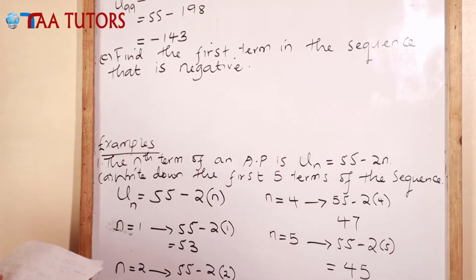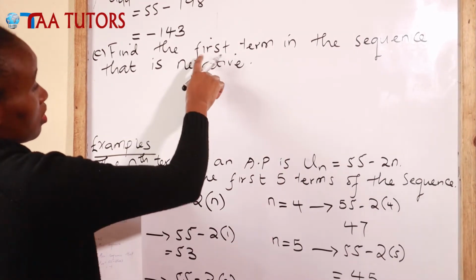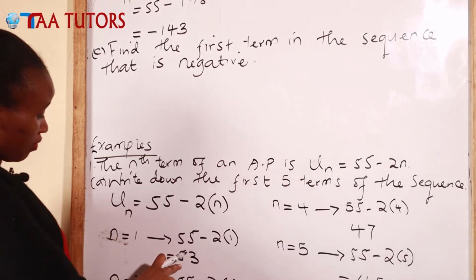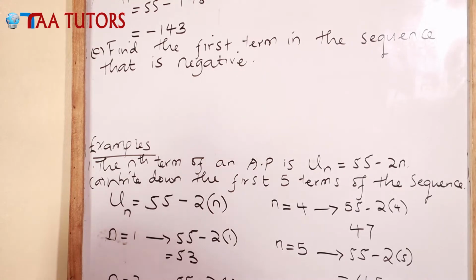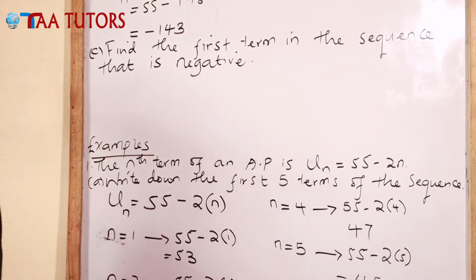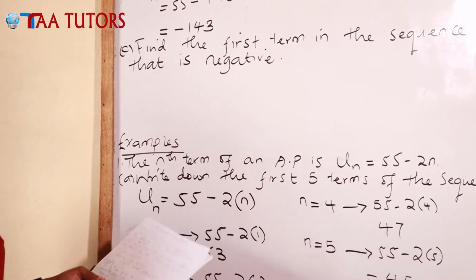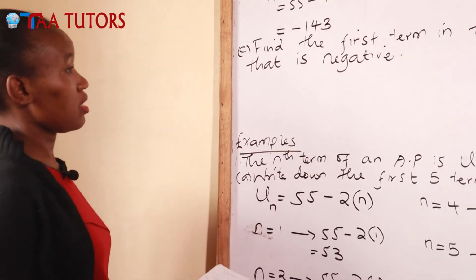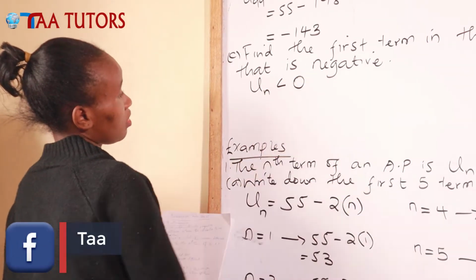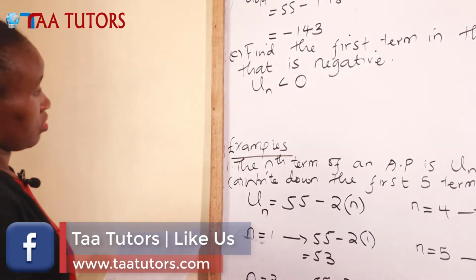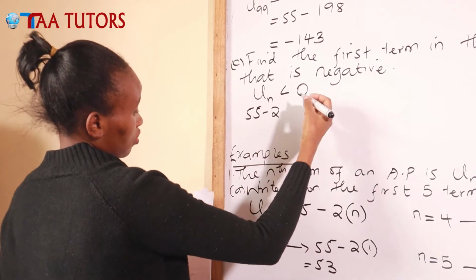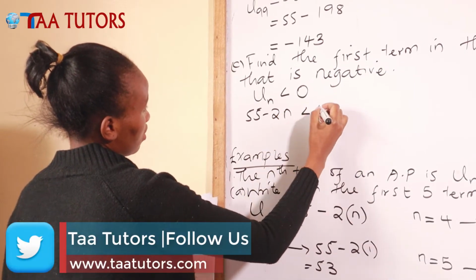Okay, so this question is a little bit tricky. It doesn't mean that they're looking for the first term. Of course, we already have the first term, it was 53, but here they're specific on finding the first term in the sequence that is going to be negative. So that term has to be less than 0. So this is going to be 55 minus 2n is less than 0.